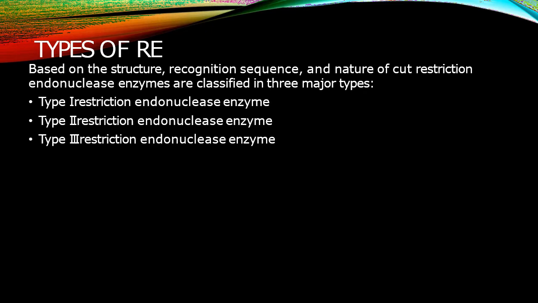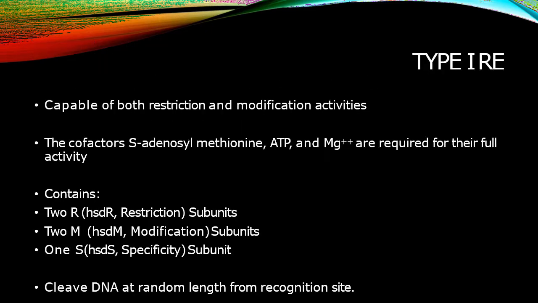So let's move on. Talking about type 1 restriction endonuclease, these are capable of both restriction as well as modification activities. The cofactors S-adenosyl methionine, ATP, and Mg2+ are required for their full activity. These have some important things you need to remember: they have two R subunits which are involved in restriction purposes, and two M subunits which are involved in modification.